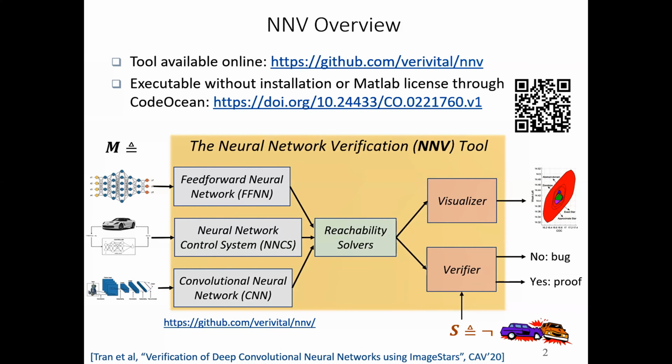So the center of NNV is reachability solvers that can be used to compute the reachable set of a feedforward neural network, a neural network control system, or a convolutional neural network. And these reachable sets can be used to verify a safety property or robustness property of a network, or a safety property of a neural network control system. The reachable sets can also be used to visualize the behavior of a network or a neural network control system.